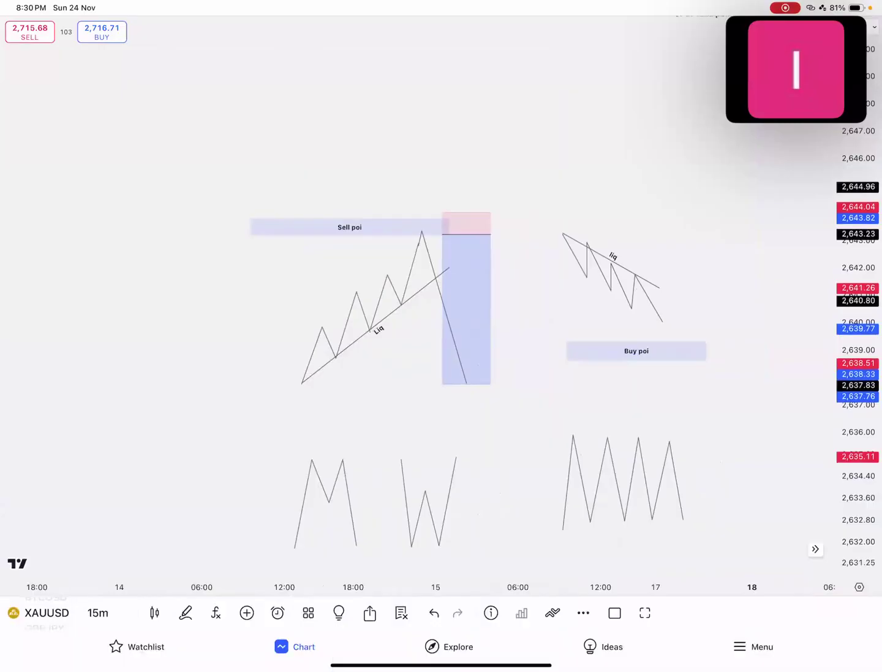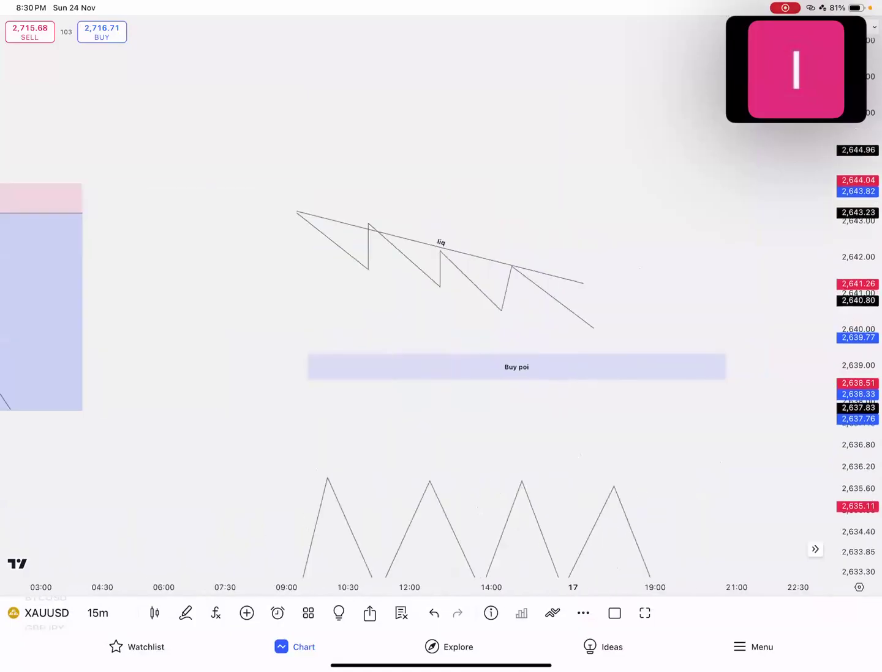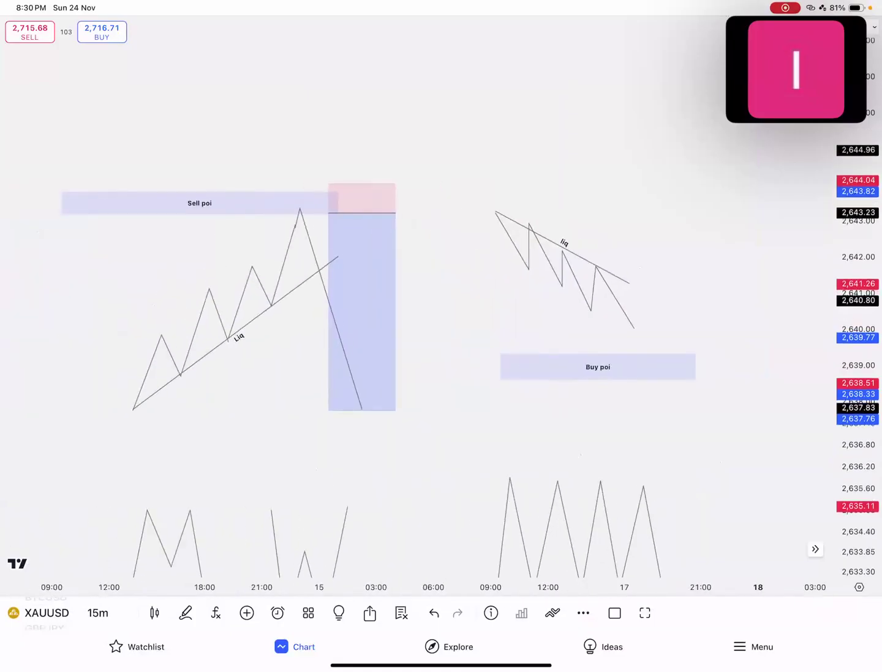So this is your buy point of interest. Before market approached that buy point of interest, it was making lower highs and lower lows. It means there's liquidity being accumulated on the upside here. And liquidity will always be swept.